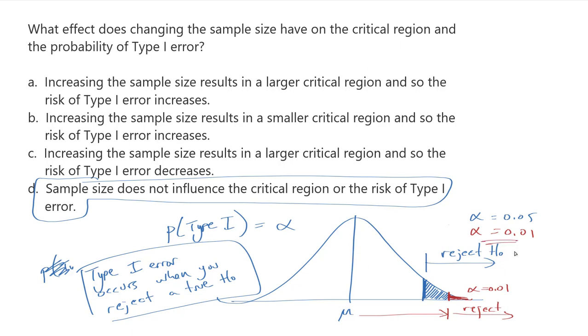By choosing a smaller alpha level, it will be less likely that I'm going to reject the null hypothesis, which means there's going to be fewer times that I will have rejected a true null hypothesis. We never know whether the hypothesis we rejected was true or false, but if we're not rejecting anything, then we're not making a type 1 error. So the only way to affect the chance of type 1 error, and the only way to choose a different size of critical region, is to simply choose a different significance level. It doesn't have anything to do with sample size. So D is our answer.